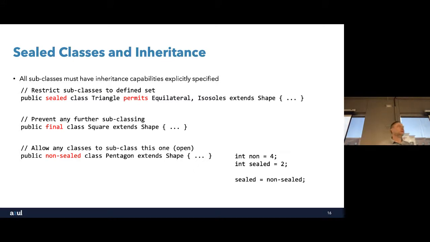Is that also the case with like sealed and permits? Exactly, yes. So you don't have to worry about, if you've used sealed as a variable name, you don't suddenly have to go and change all of your code. And then the default, if you didn't have any of those sealed, final or non-sealed, is it a compile error? That would be a compiler error. You have to explicitly state the inheritance capabilities. If you leave it out, the compiler will complain.